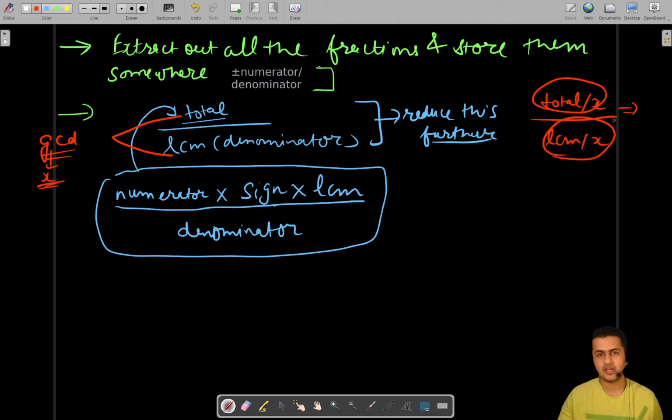Firstly, extracting all the fractions out. Then it's basic elementary mathematics. You have to just find out the LCM of the denominators. Once you have found that LCM, for each numerator in the fractions that you are having, you will be multiplying it with the sign that the fraction was having, and the LCM that you found out of the denominators, divided by the current denominator of the fraction. Okay, so this is essentially the fraction itself. This part.